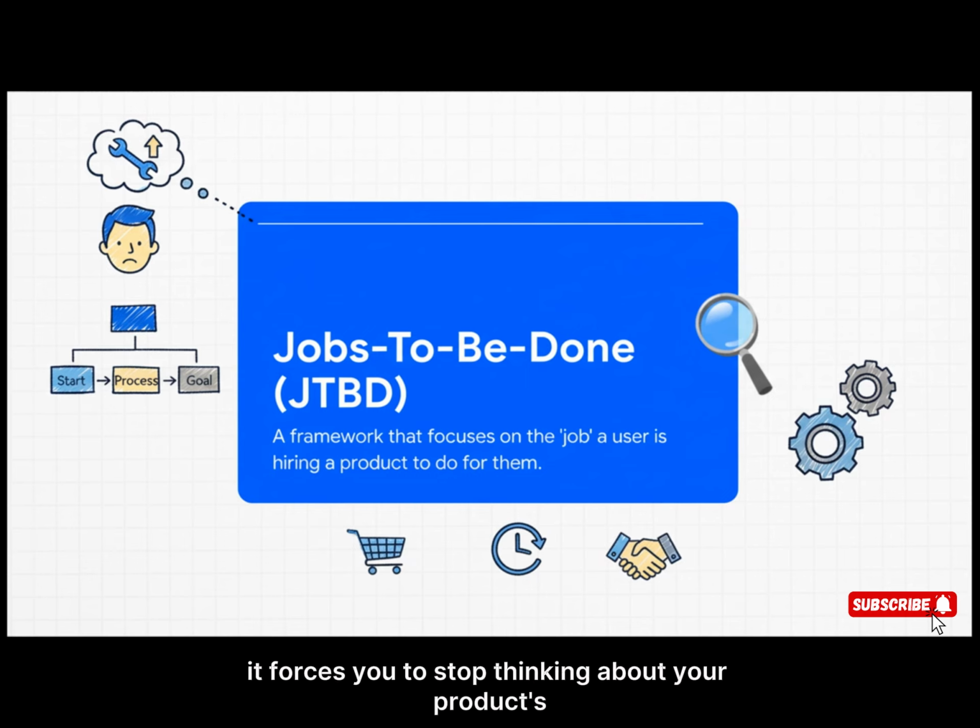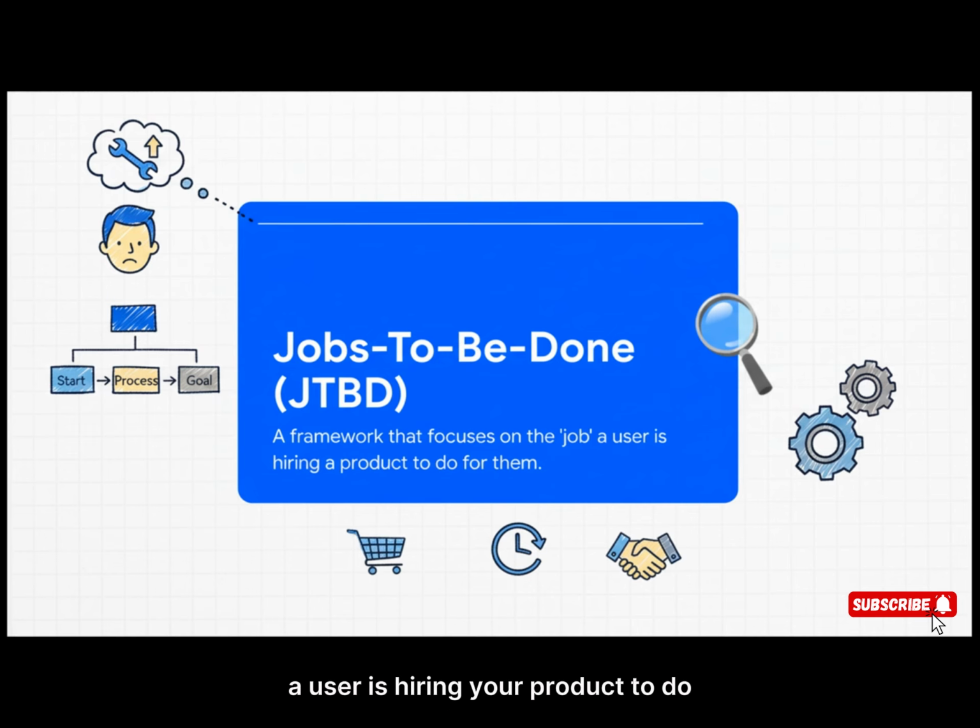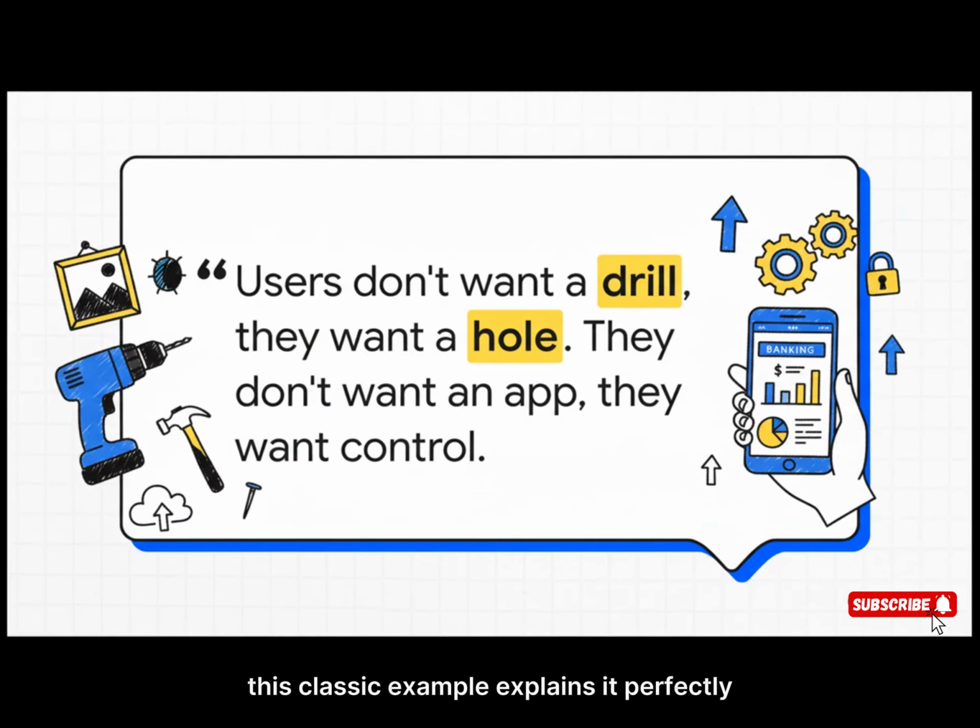It forces you to stop thinking about your product's features and instead start thinking about the job a user is hiring your product to do. It's all about their ultimate goal. This classic example explains it perfectly. People don't want a quarter-inch drill, they want a quarter-inch hole, right? No one wakes up excited to buy a drill. They want to hang a picture. The drill is just the tool they hire for that job.